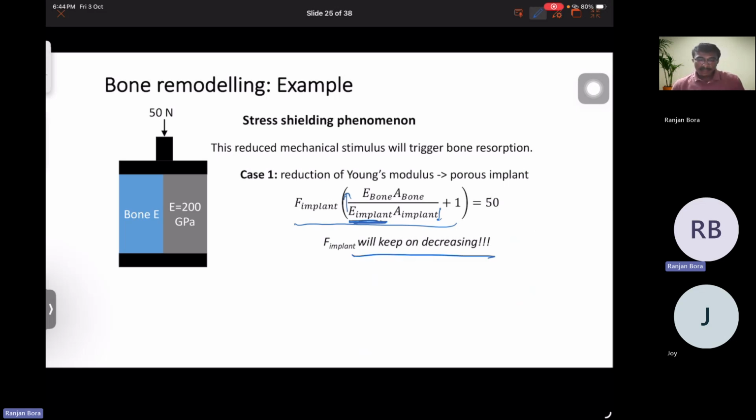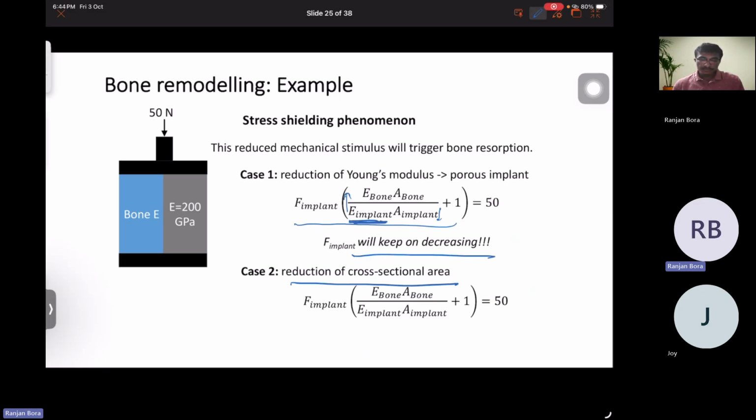Okay, this is one case, and the second case is we can reduce the cross-sectional area. Again, in this equation, in the denominator, we have two terms. One is stiffness and one is the cross-sectional area. By reducing the cross-sectional area, the overall value of this ratio increases, and as a result, F implant will keep on decreasing. So these are the two methods using which we can reduce the stress shielding in the implant.